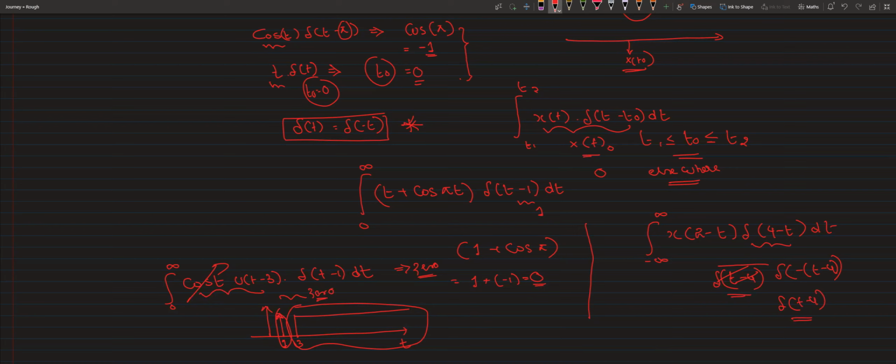So this is nothing but the t minus t naught form. So delta of t minus t naught into x of 2 minus t will become x of 2 minus t naught. What is t naught? 4. Correct? This is nothing but x of minus 2. Yes, sir.